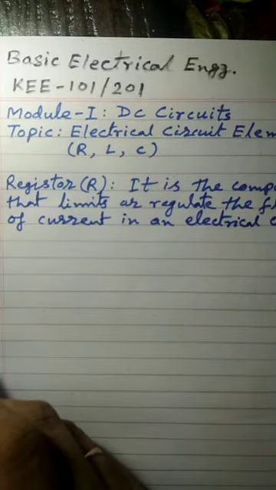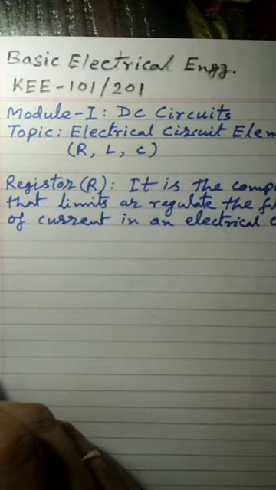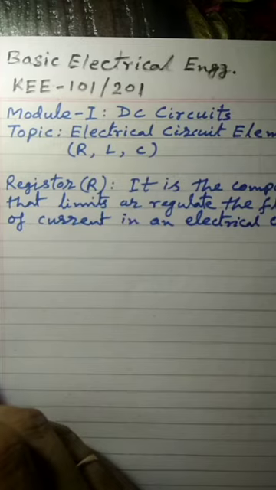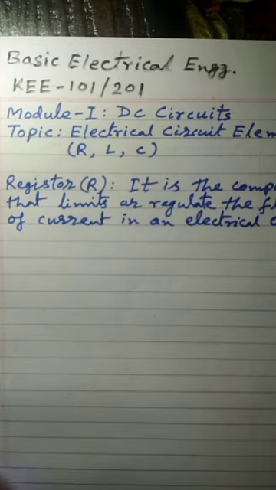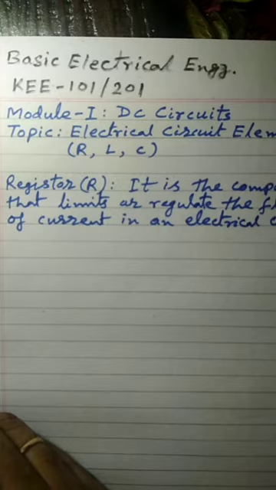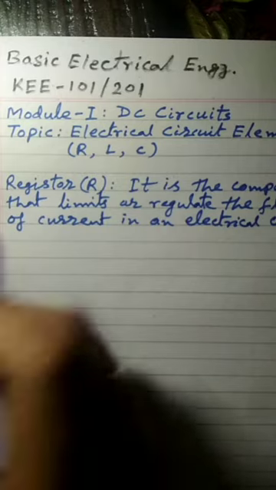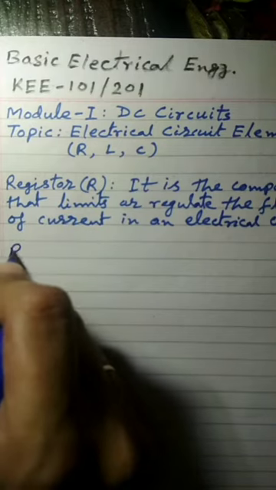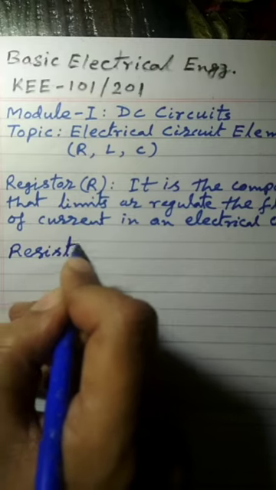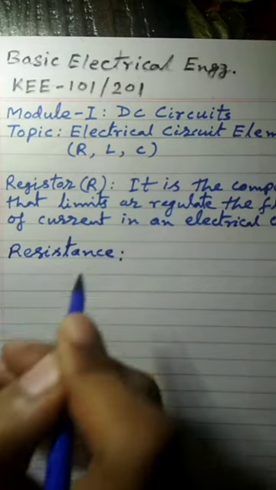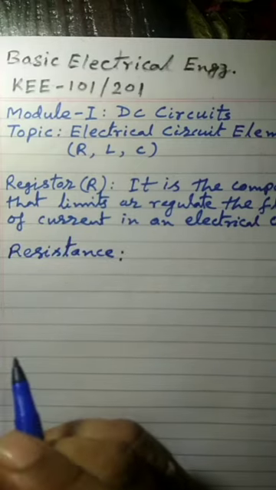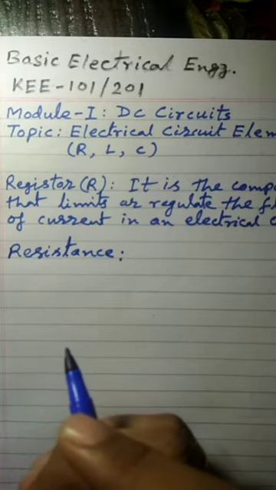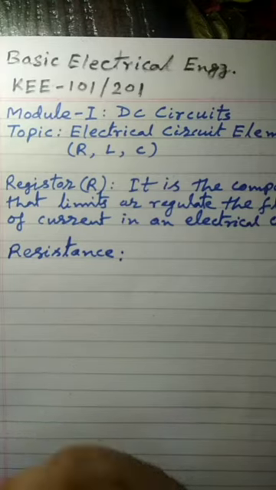The main function of the resistor is to control the flow of current to some other equipment, to some other components. And resistance is the measure of the opposition to current flow in an electrical circuit. So the resistor is basically the component and its property is called resistance.